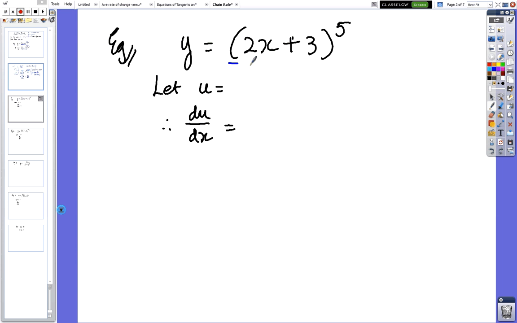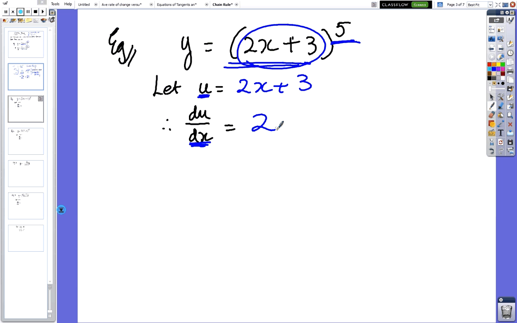Okay, so we've got something to the power of 5. What we do is we just pretend that this whole bracket is u. So we say u equals 2x plus 3. And du dx means u is the subject, and with respect to x, 2x plus 3 just turns into 2. So we're deriving with respect to the letter x. Instead of having dy dx, we have du dx. Then we say dy dx equals dy du times du dx.